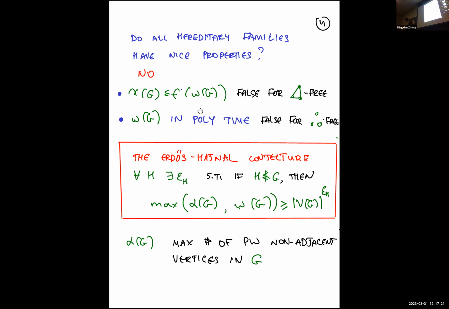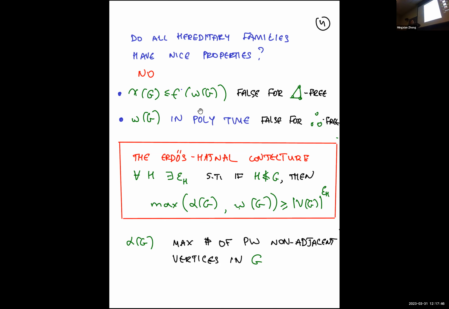But there's one conjecture that does tell you that in some sense, hereditary families are nice. If you forbid any induced subgraph, something unexpected happens to your graph, something global. This is one of those local-global phenomena. If you forbid something local such as an induced subgraph, something changes in the global behavior of the graph. So let me parse what it says here.